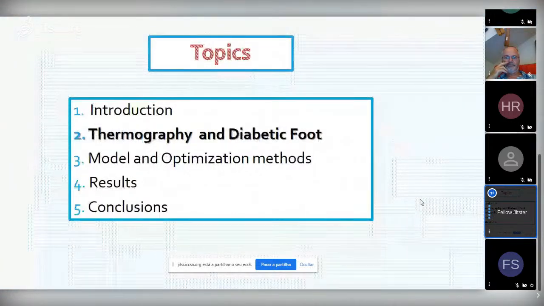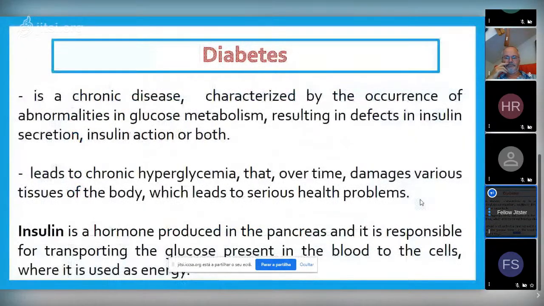I'll talk a bit about thermography and diabetic foot. Diabetes is a chronic disease, as I said before, and it is characterized by the occurrence of abnormalities in glucose metabolism that result in defects in insulin secretion, action, or both. It leads to chronic hyperglycemia, and when that phenomenon occurs over a long time, it damages various tissues of the body, which leads to serious health problems. It is important to know that insulin is a hormone produced in the pancreas, and it is responsible for transporting the glucose in the blood to the cells in order to then transform it into energy.